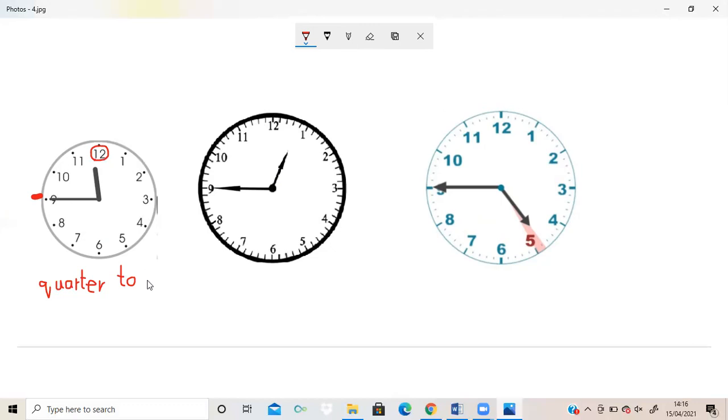So quarter to 2. So this clock showing the time is quarter to 12. The next one, you can see the minute hand is pointing 9. So that means it's quarter to. And the hour hand destination is 1 o'clock.